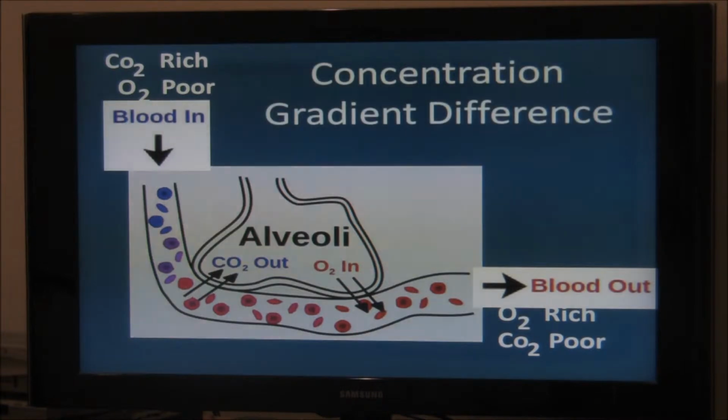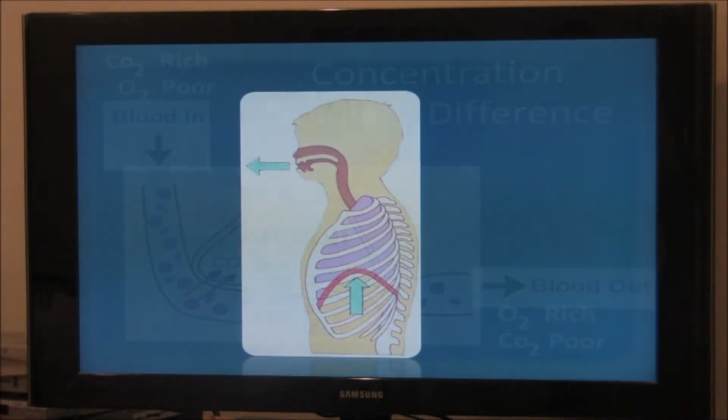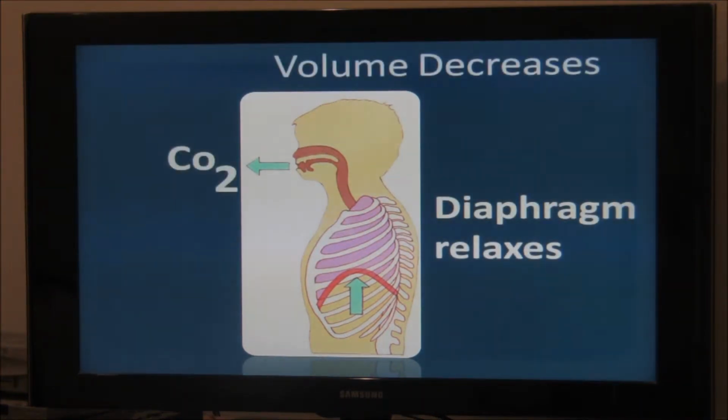Carbon dioxide-rich blood diffuses out of the capillaries and into the alveoli, while oxygen within the alveoli diffuses out into our blood through simple diffusion. As we breathe out, our diaphragm relaxes and the volume in our lungs decreases, which forces the carbon dioxide from the alveoli in the lungs up the trachea and out of our bodies, also known as expiration, exhaling, or breathing out.